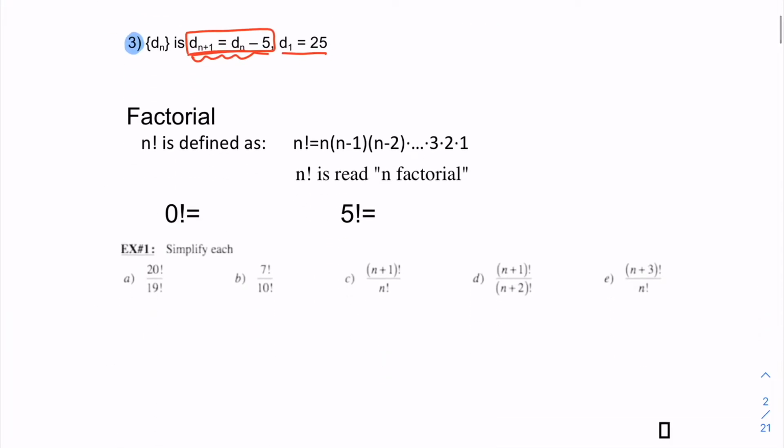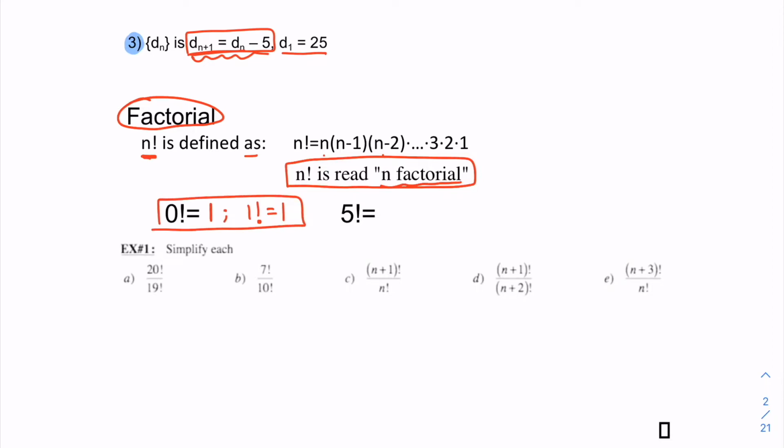The second concept I want to go over is the factorial. For factorial, we use the notation n factorial, which is defined as n times n minus 1, n minus 2, until it reaches 1. And we read it as n factorial. 0 factorial is 1. 1 factorial is also 1. So both of them equal 1. And 5 factorial will be 5 times 4 times 3 times 2 times 1, which gives us 120.